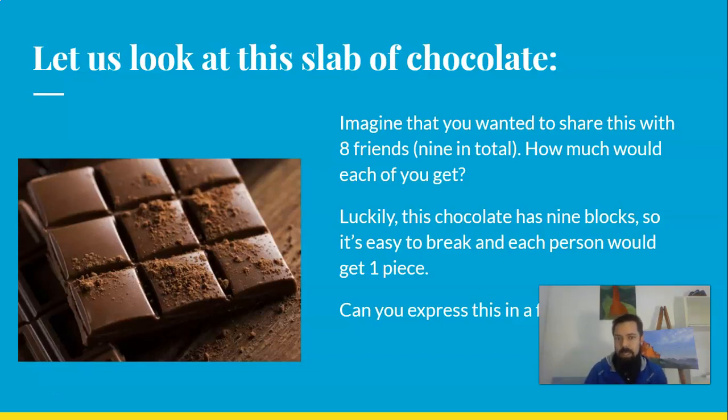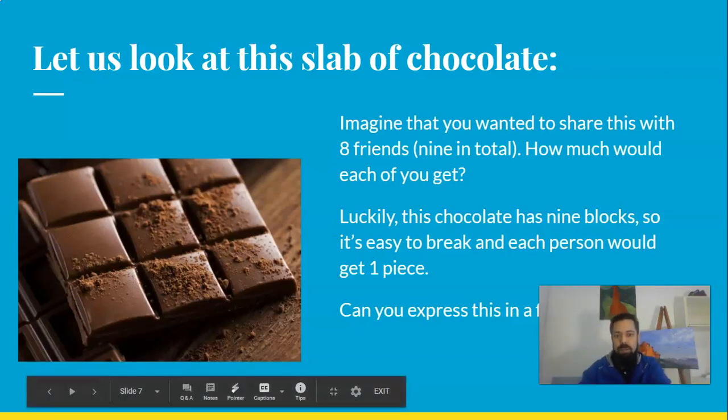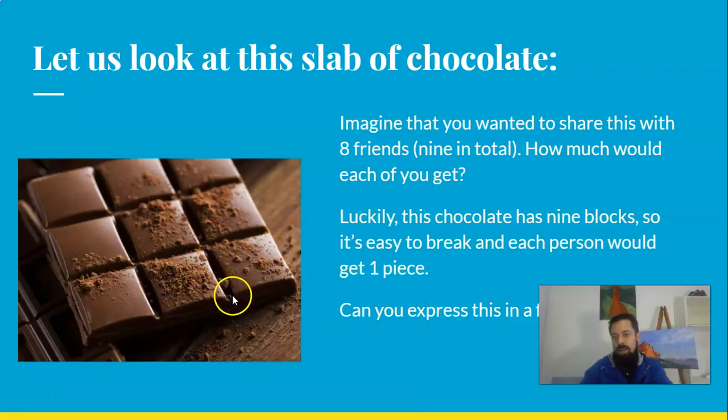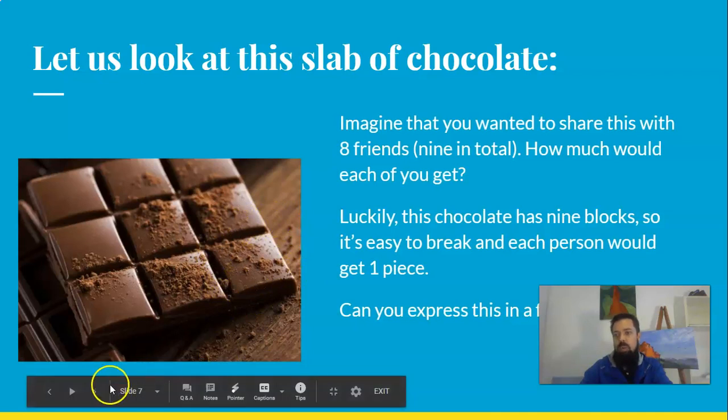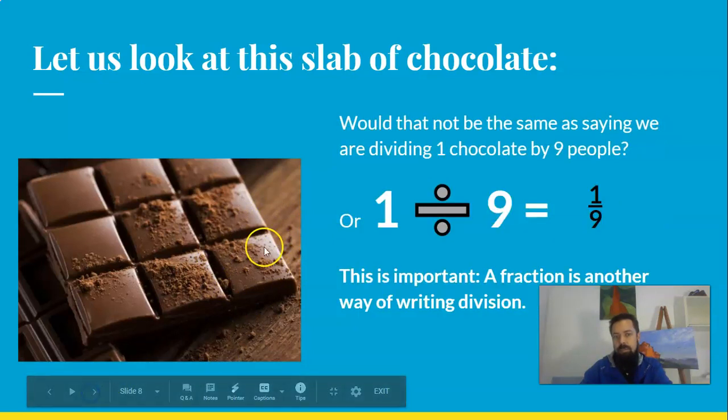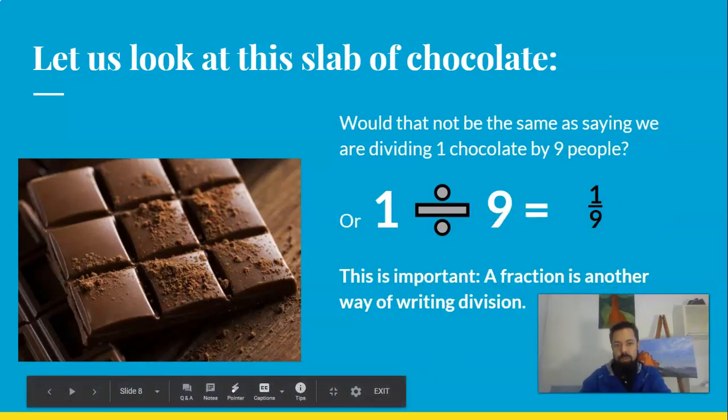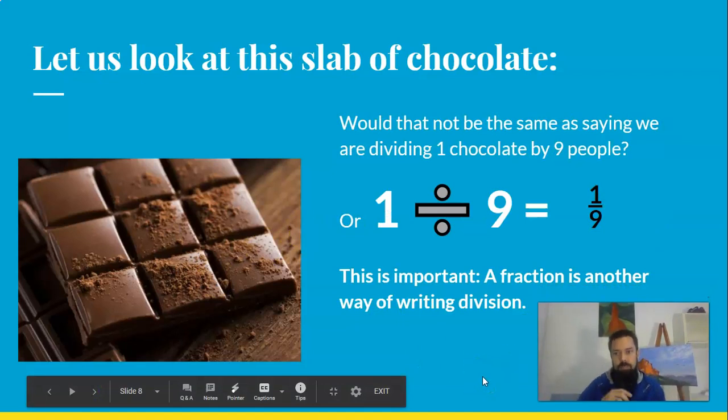Well, luckily, with this piece of chocolate, there are 9 blocks, so it's going to be pretty easy to break it up. And that means that each person would get 1 piece. And so how would you express that as a fraction? Well, each person gets 1 out of 9. So they get 1/9 of the slab.